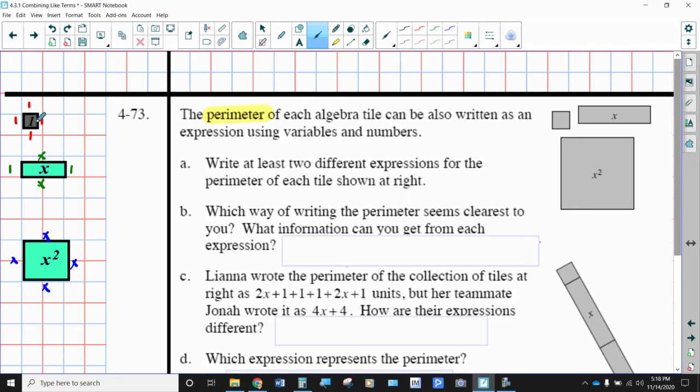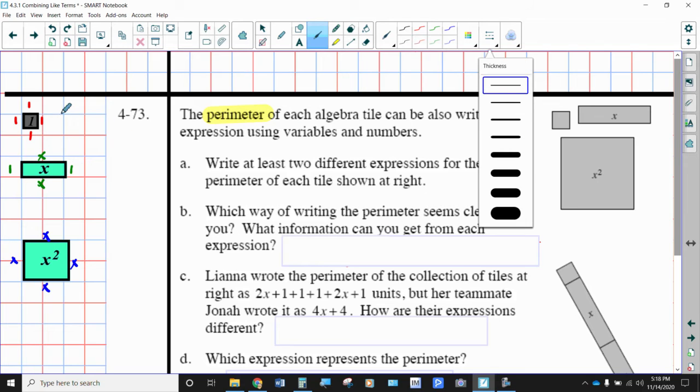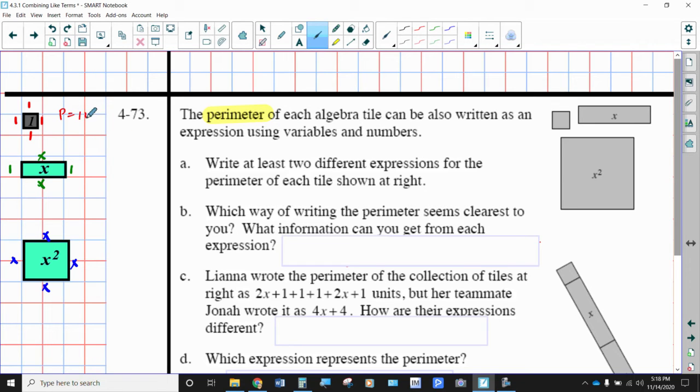So go ahead and write down 2 different expressions. Let me model it for the first one. First off, you could say that is equal to 1 plus 1 plus 1 plus 1, right? This is bugging me. Hold on. Sorry, hold on.